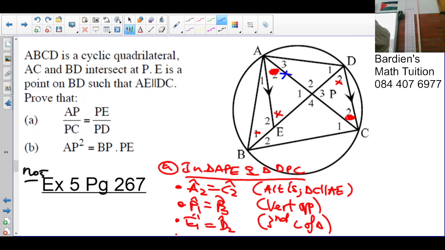PB. BP, this one you're using twice. BP, which is this length here, and PE, which is this length here. Can you already see the triangles you're going to work in? Yes. Which triangle are you working in?